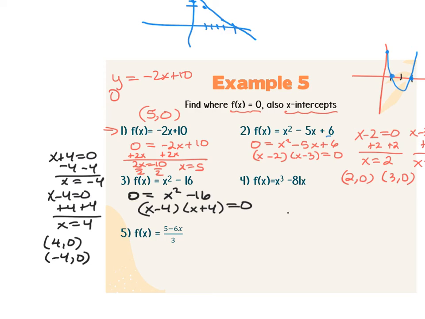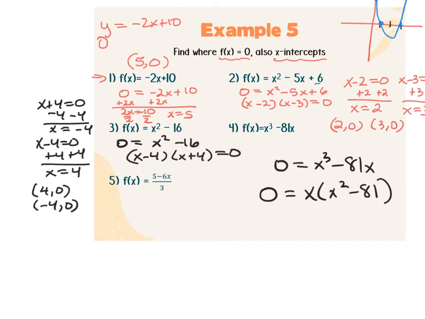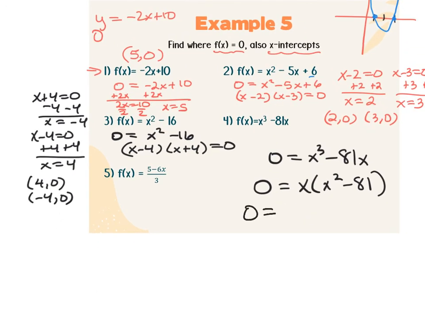Next one, set it equal to 0. I need to try to factor this. Notice there's a greatest common factor of x. So I'm going to factor out a GCF of x. And now I factor what remains. Again, it's a difference of two squares. x plus 9, x minus 9.